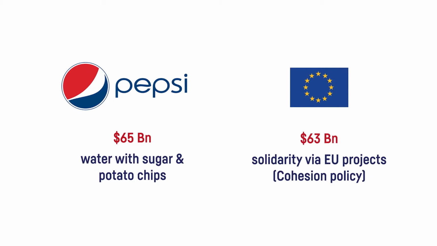Pepsi, they earn about $65 billion a year by selling water with sugar and potato chips. This is their business. With the same amount of money in the European Union, we are providing solidarity via EU projects, this is what the cohesion policy does, to millions of people. We are much bigger. We do things amazingly well. The problem is that no one knows it because we can't tell the story as well as Pepsi.